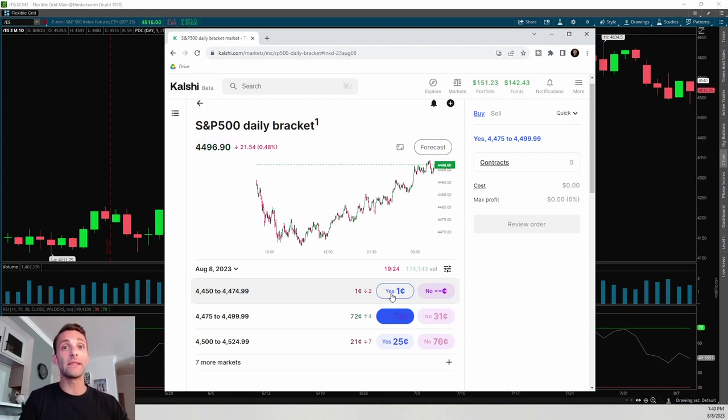If we're not expecting the price to continue to the upside because it's in overbought territory and it could pull back, then I would want to trade the no shares to the upside, because if it pulls back, it's not going to get to these upper ranges.